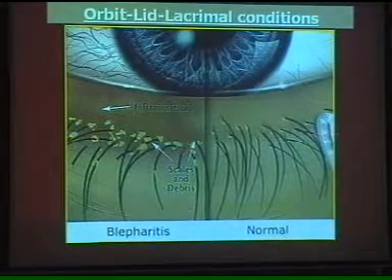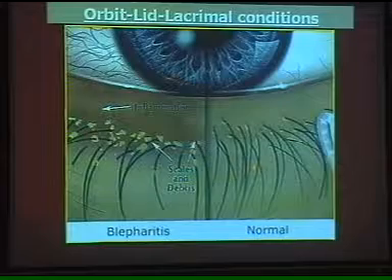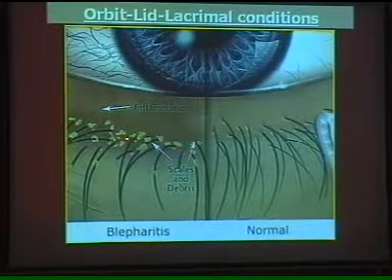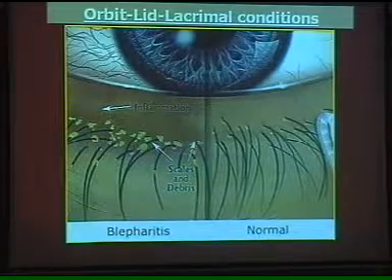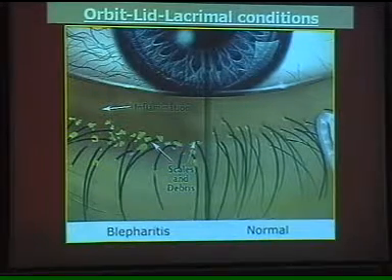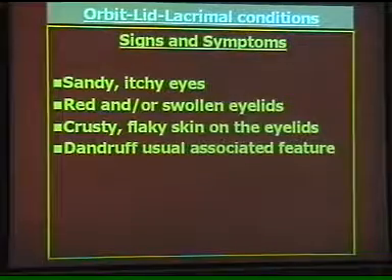Now, this is a normal lash root area. Now, this is the blepharitis. You can see some scales at the root of the lashes. These are the scale and the debris like the scalp dandruff.